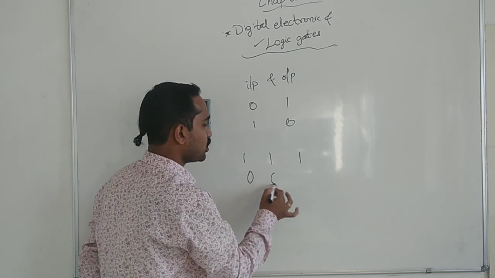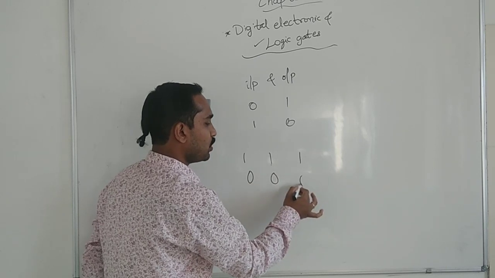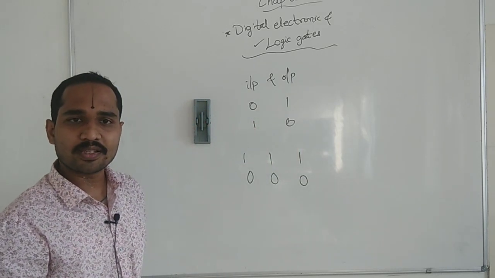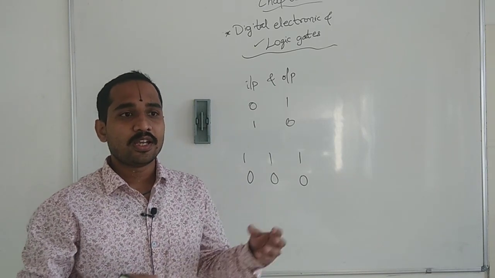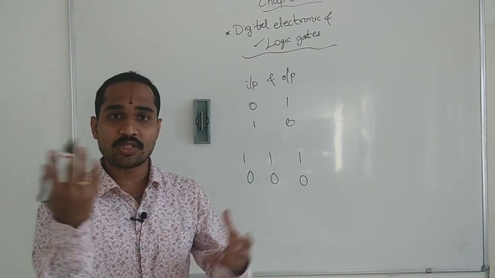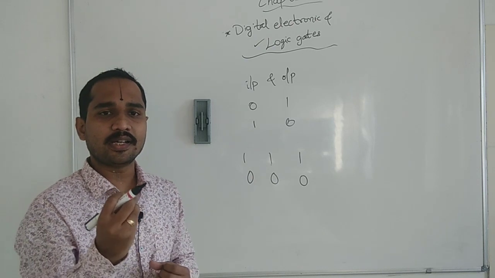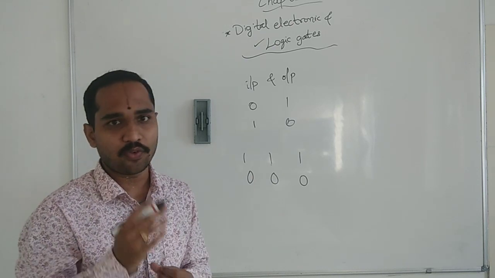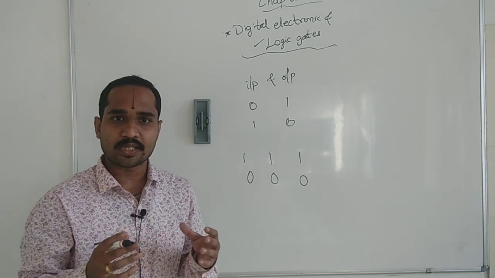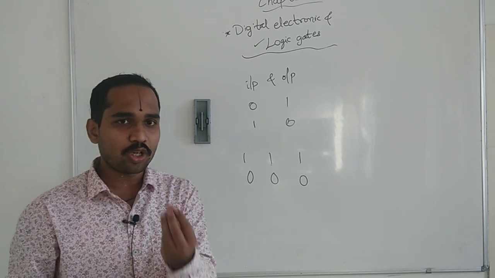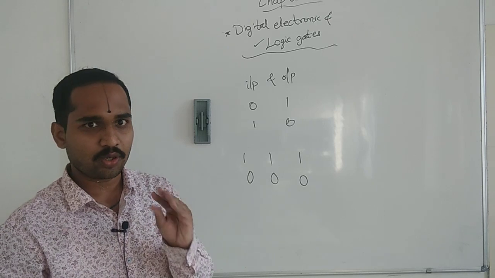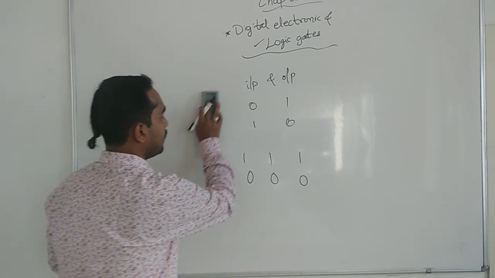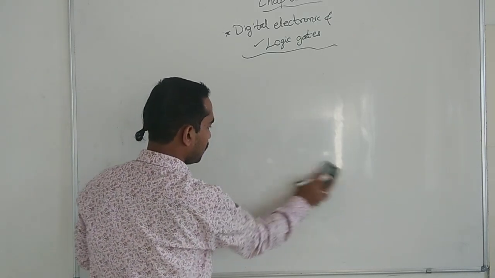If both the inputs are 0, then the output will be 0. Like this I can have many relationships. Now based on these combinations of relationships, certain logic gates are formed. Many logic gates are there. Out of them, 5 logic gates we are trying to learn in this syllabus. Only 5 logic gates. Let us take one by one.